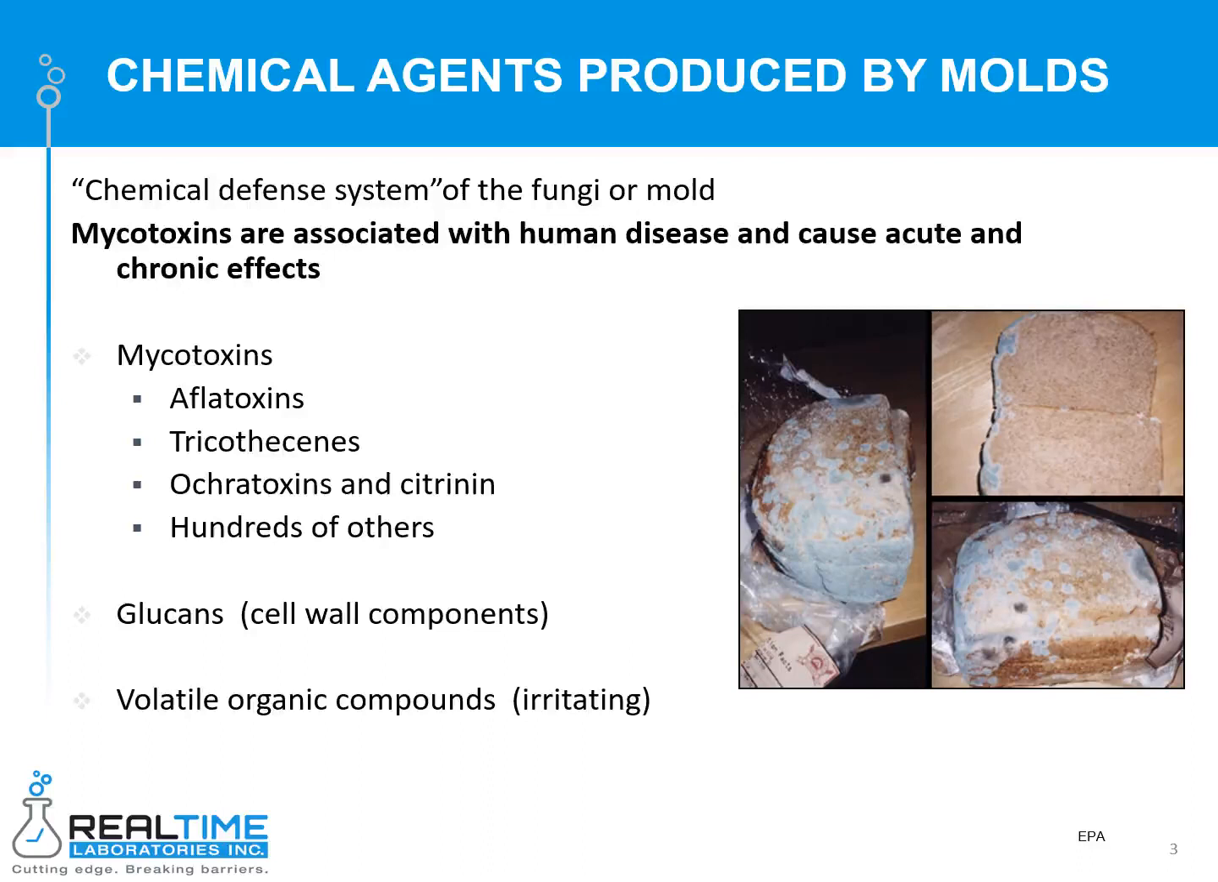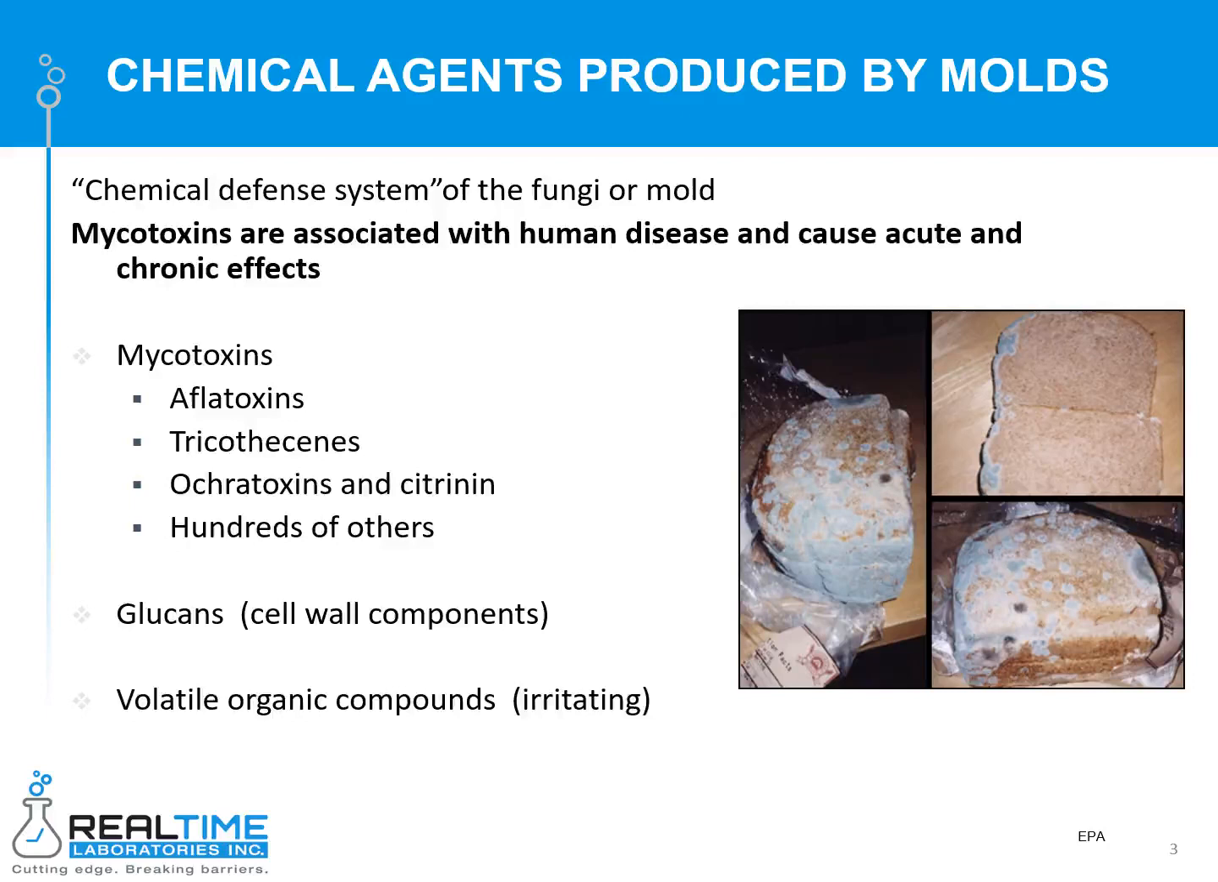The chemical agents that are produced by molds are called mycotoxins, and these are used for chemical defense systems of the fungi or mold, and if we get involved with them, they cause human disease and acute and chronic effects. The mycotoxins that we're very interested in are aflatoxins, trichothecenes, ochratoxins, and citrinin, and hundreds of others. But there are only about 10 to 12 that really are concerning to us.